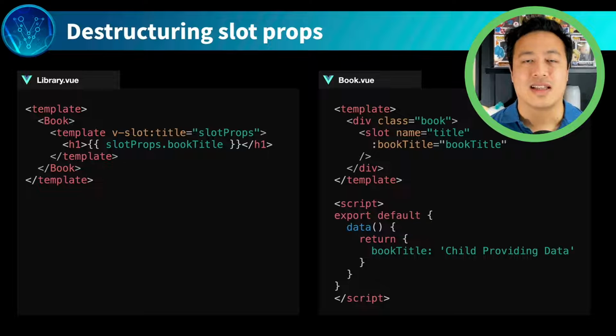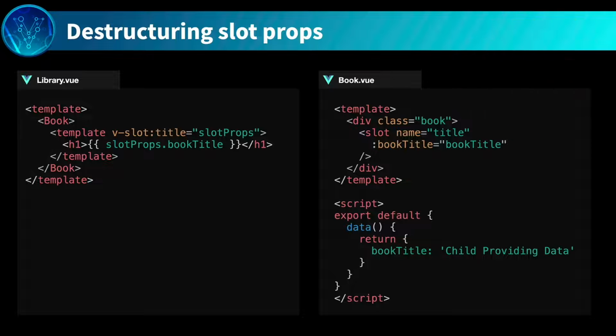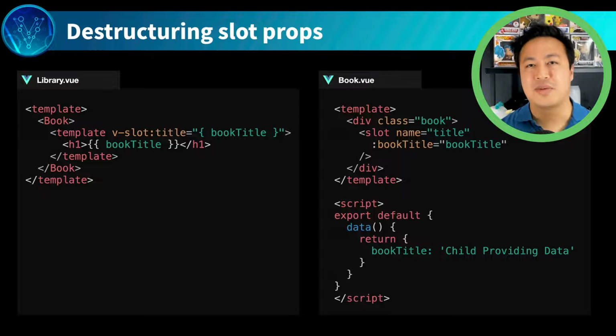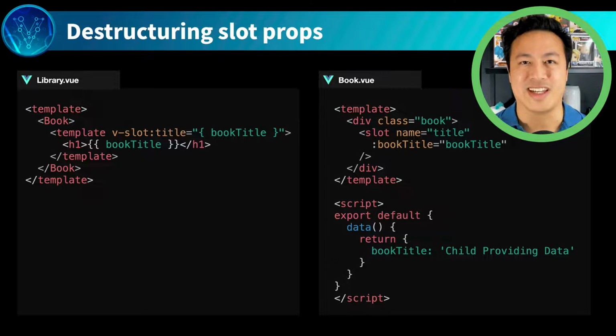A common desire amongst developers is to make their code more concise. In other words, less code to read and less code to type. And because slot props ultimately results in a JavaScript object, we can utilize ES6 destructuring to make our code a little more readable. Using ES6 destructuring, we can take our slot props and only extract the value we care about, which in this case is bookTitle. As a result, inside of our H1, we can now eliminate our slot props and simply use bookTitle. And with that, our code's a little bit cleaner and hopefully a little bit easier to read.